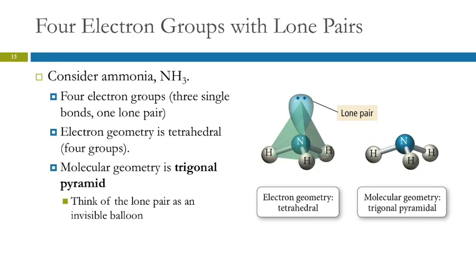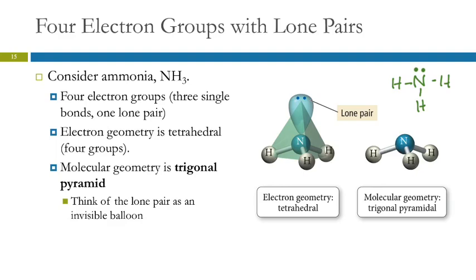So if we look at 4 electron groups with 1 lone pair, an example of this would be ammonia. Its Lewis structure would look something like this. 3 hydrogens, and then there's a lone pair. You look at this Lewis structure, and each of these single bonds is a group, and the lone pair is a group. 4 groups. 4 groups make a tetrahedron. Here we have hydrogen atoms at 3 of the corners, and a lone pair at the other. The electron geometry is tetrahedral.